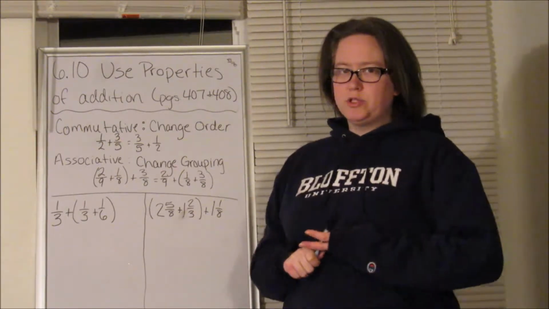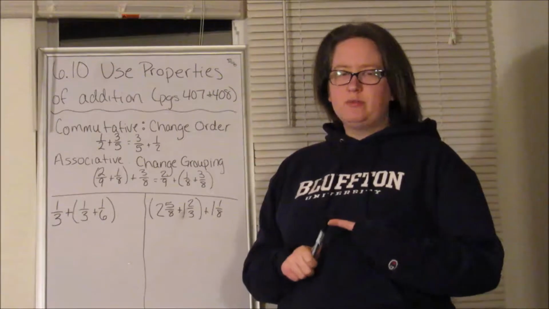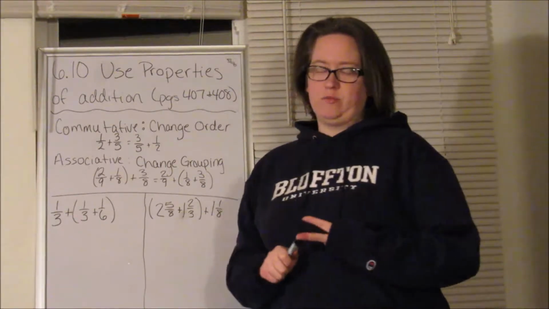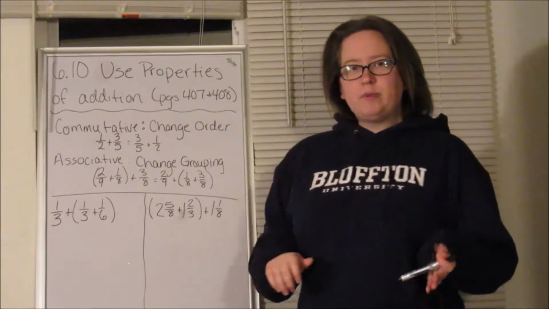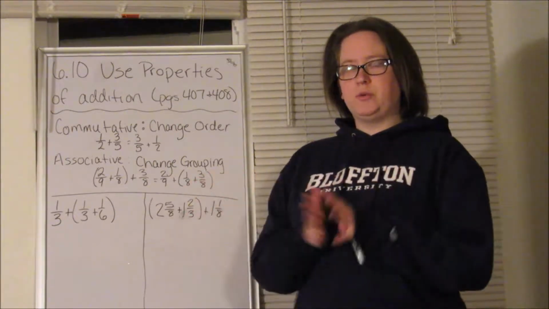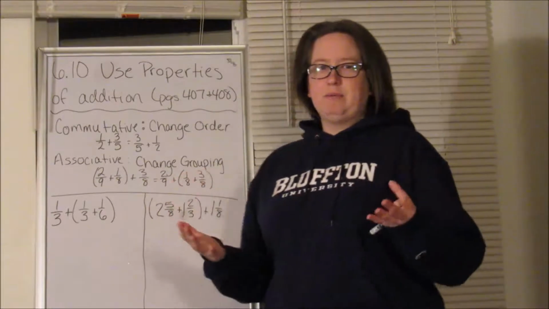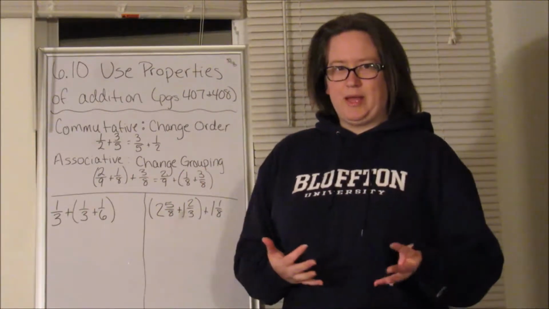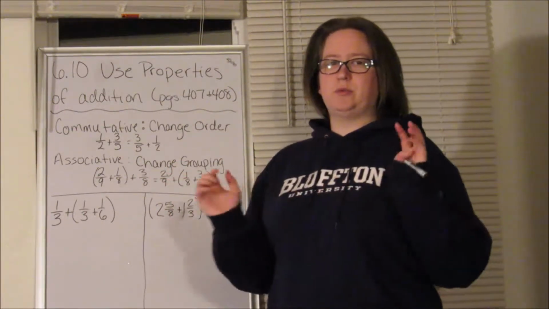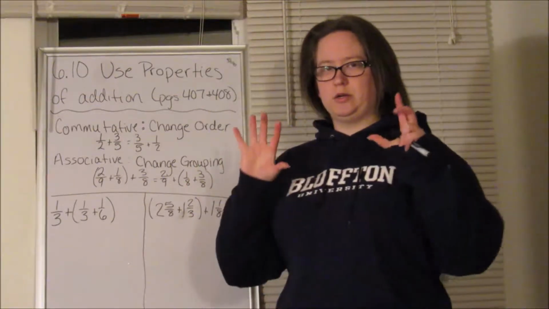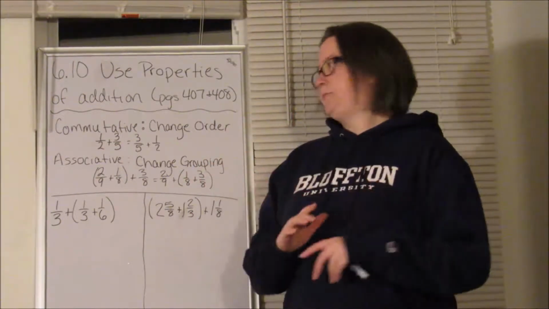So just to review our two properties of addition, we have the commutative property of addition and the associative property of addition. The commutative property of addition is where we change the order. So for example, 1/2 plus 3/5 is the same thing as 3/5 plus 1/2. Just the order changes. That's the commutative property. Your numbers switch the order.